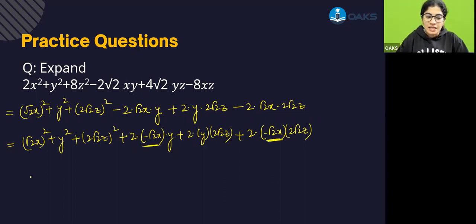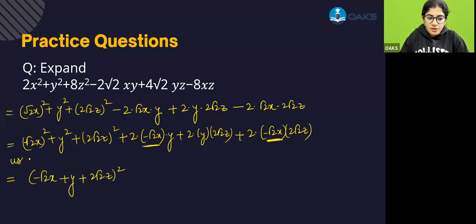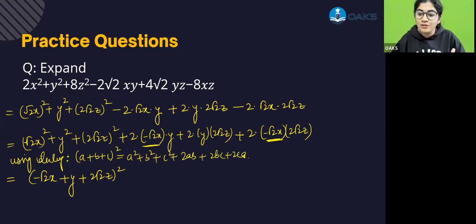See, here and here. Now, I can write minus here also because minus of root 2x whole square, minus will vanish when I square the terms. So what I get here is, I get minus root x plus y plus 2 root z whole square. Now I'll write here using identity. Try to mention here, okay? A plus B plus C whole square, A square plus B square plus C square plus 2AB plus 2BC plus 2CA. So this is the exact format of writing the question in the examination.